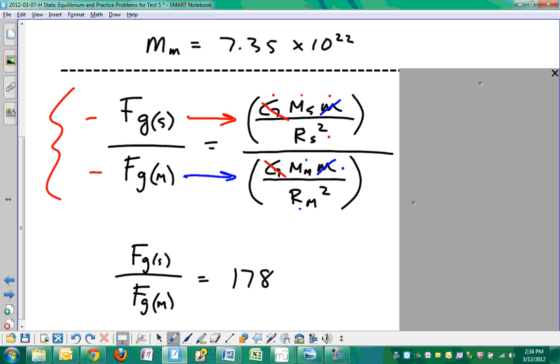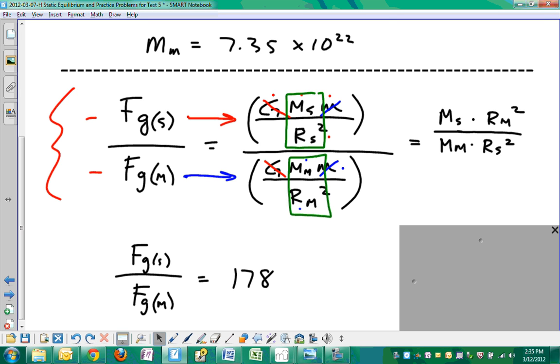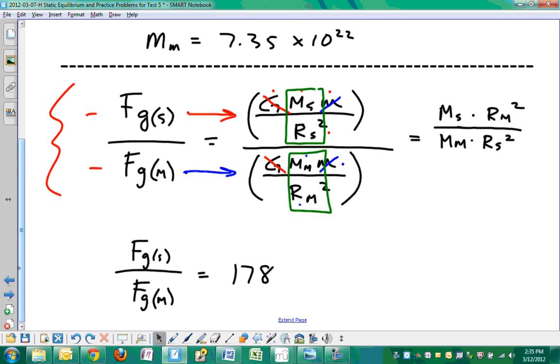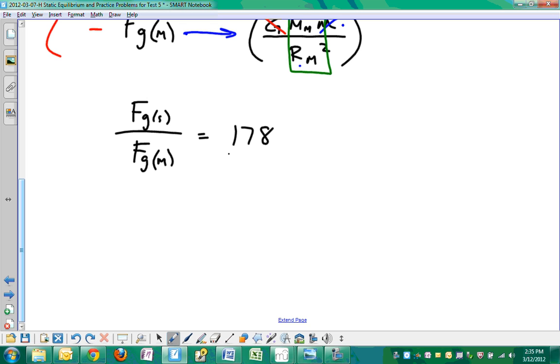So what you can see is particularly handy about this situation is the G's cancel out. The unknown mass cancels out, and all we end up with is the ratio of mass of the sun over the distance to the sun squared, divided by mass of the moon over the distance to the moon squared. All right, so we have a complex fraction here. If we just rearrange it, we end up with mass of the sun times the distance to the moon squared, divided by mass of the moon times the distance to the sun squared. And when we crunch all those numbers out, we get a number that is roughly 178.